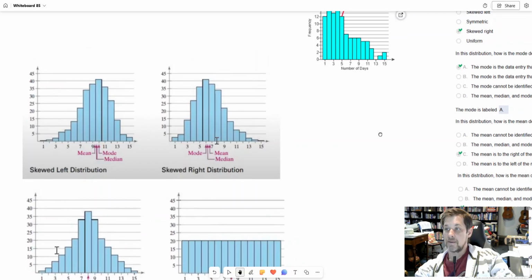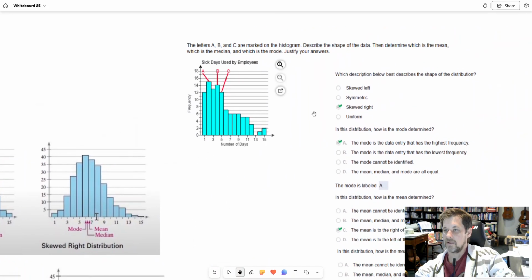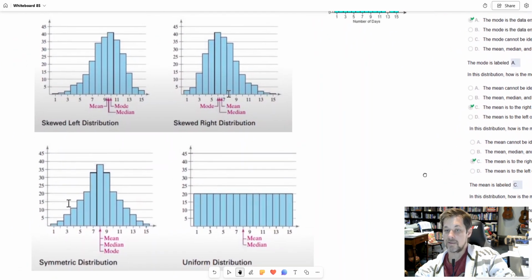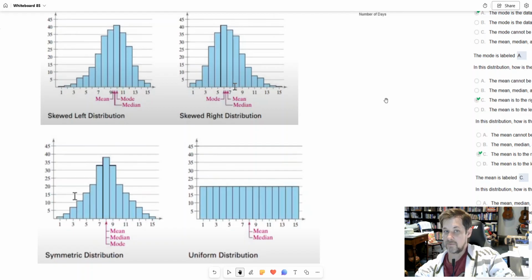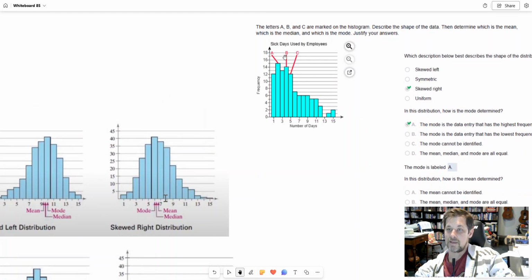Now, in that case, I would say, well, the data seems stacked over on the left-hand side, and so that's what we called skewed right. Okay, so there's your answer to the first question. What's the shape of it? Well, if it comes down to one of these, it's not symmetric, it's not uniform, it's not skewed left. The data seems stacked on the left, so we say skewed right.